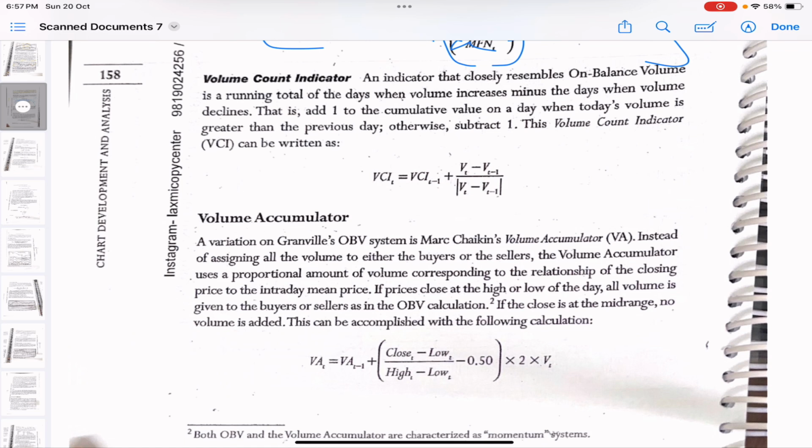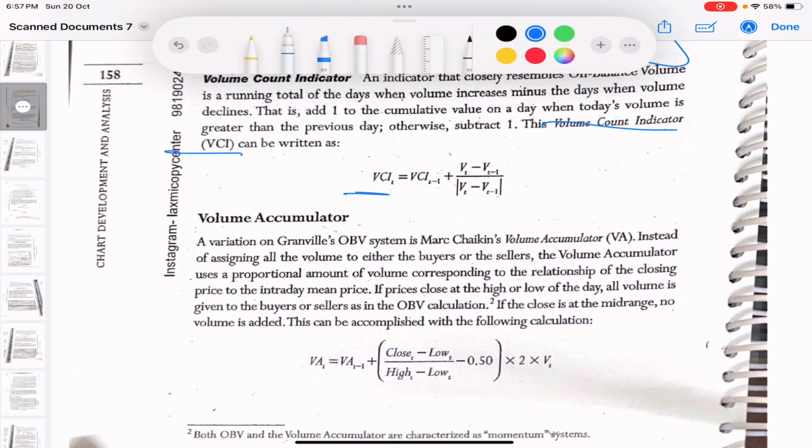Otherwise, if the opposite happens, then you are going to subtract 1. Okay, so the volume count indicator or the VCI can be written as the volume count indicator of yesterday plus today's volume minus yesterday's volume divided by the modulus of today's volume minus yesterday's volume. Again, what is a volume count indicator? It talks about the running volume, which means the days in which the volume increased and the days in which the volume decreased. That is what it basically says whenever you are using this.